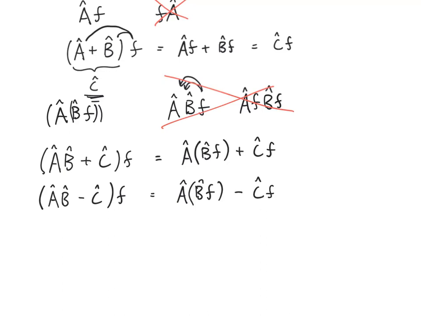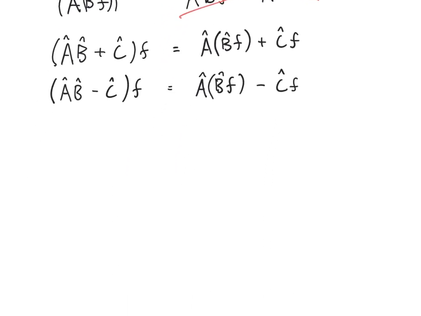It's very important to remember that the order that the operator is applied does matter. So in general, if A hat acts on B hat acts on F, that is typically not the same as B hat acting on A hat acting on F. And that is because, in general, operators do not commute, where commute implies that it doesn't matter which order you apply them in.